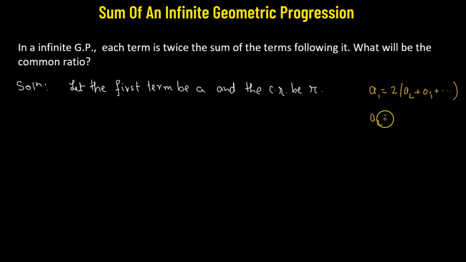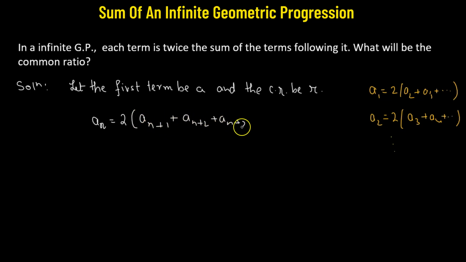And if we consider the second term, that will be equal to twice the third term plus fourth term plus all the terms following it. So we can generalize this idea. If we consider the nth term, then this will be equal to 2 times the sum of the terms following it. That means the terms a_{n+1}, a_{n+2}, a_{n+3}, and so on. This goes all the way up to infinity.